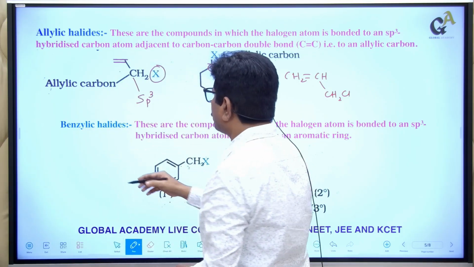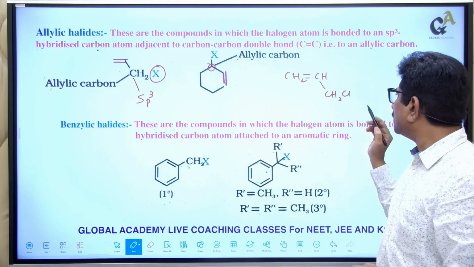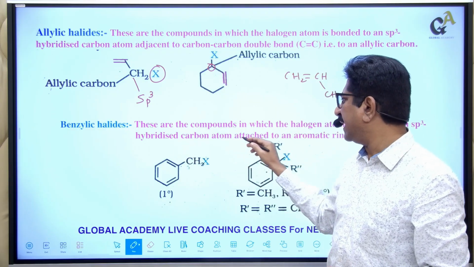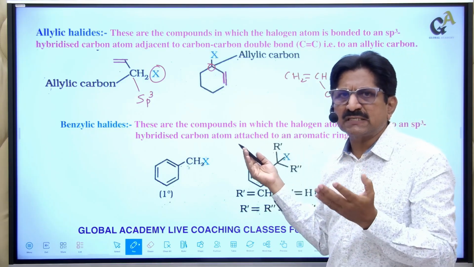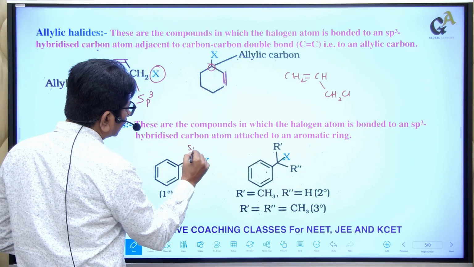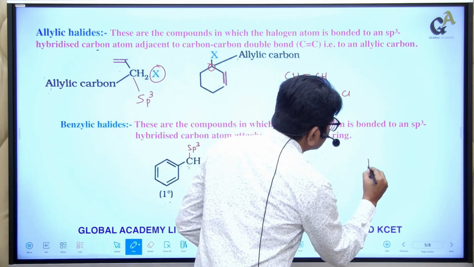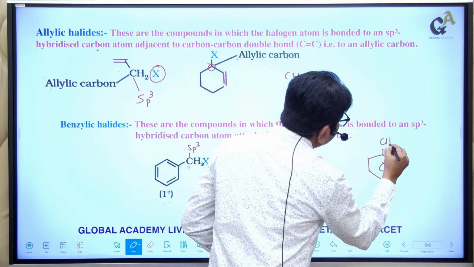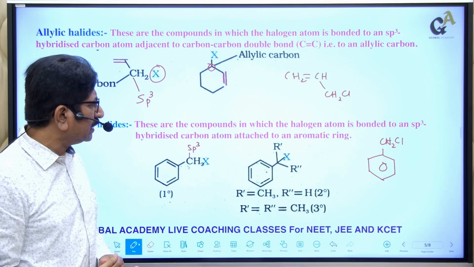Similarly, the benzylic halides are the compounds in which the halogen atom is bonded to a carbon which is once again sp3 hybridized, but it is not directly linked to the benzene nucleus; it is linked to the side chain. Hence here you can see that this carbon is sp3 hybridized. For example, this is the molecule, CH2Cl. It is called benzyl chloride.